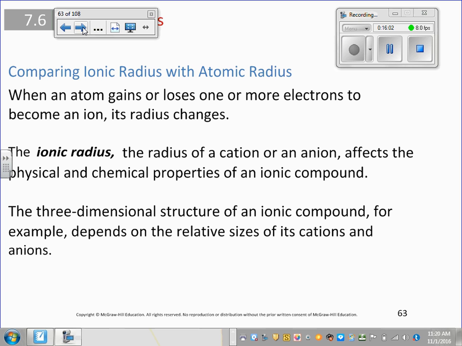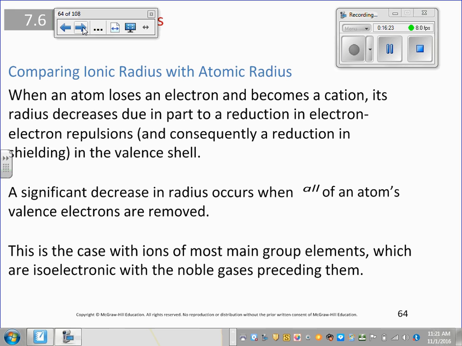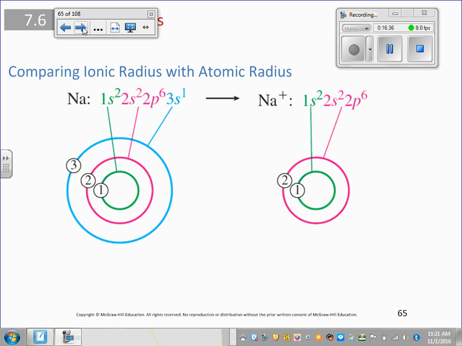Let's go the other way. Let's form anions where I add electrons. Guess what happens when you add electrons? The radius of the ion becomes bigger because you're adding more stuff. Now, if you lose all the valence electrons, you get a significant decrease in size. So there's sodium, and you can see what its normal atomic radius is. And if you get rid of the electron in the third shell, now you can see how it shrinks. It becomes a lot smaller.